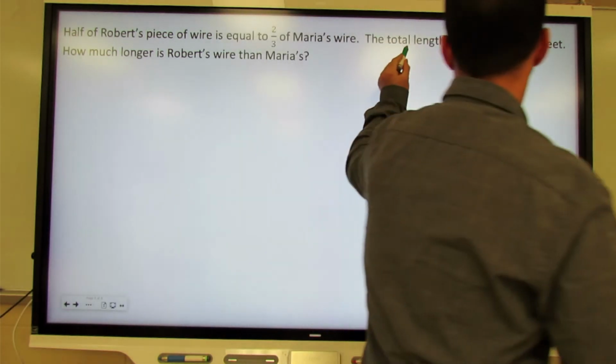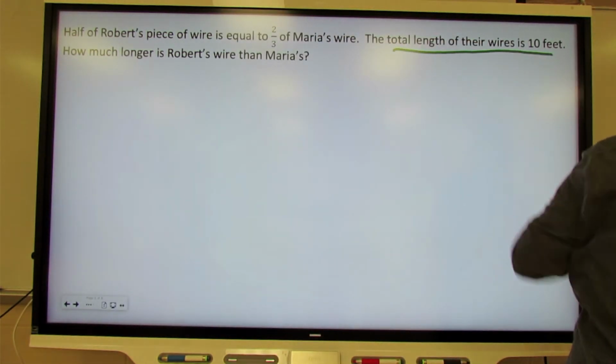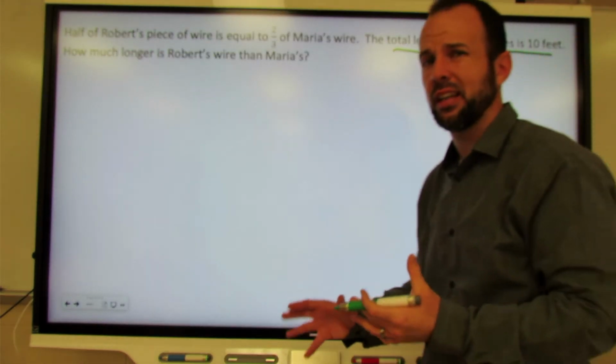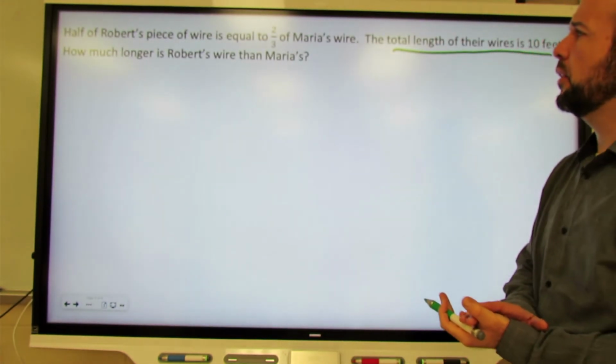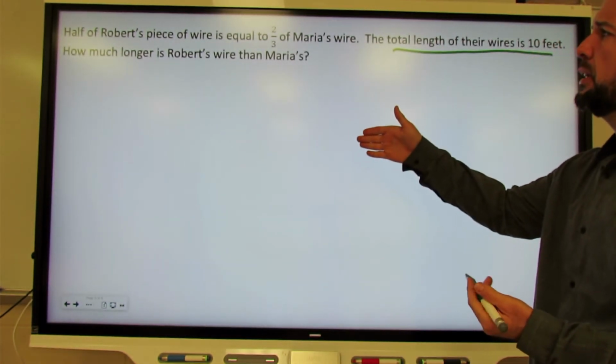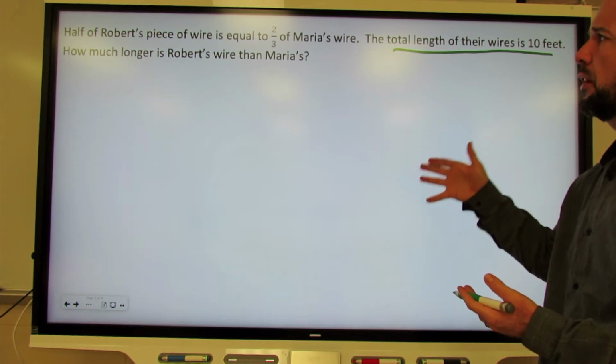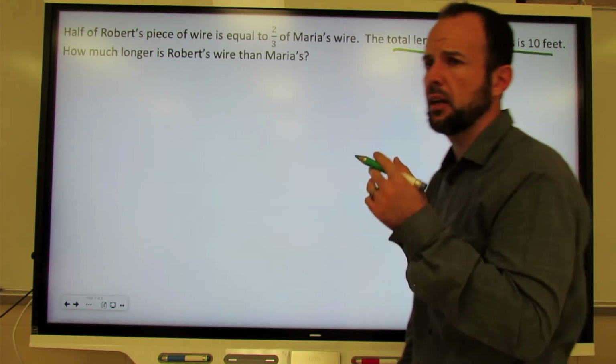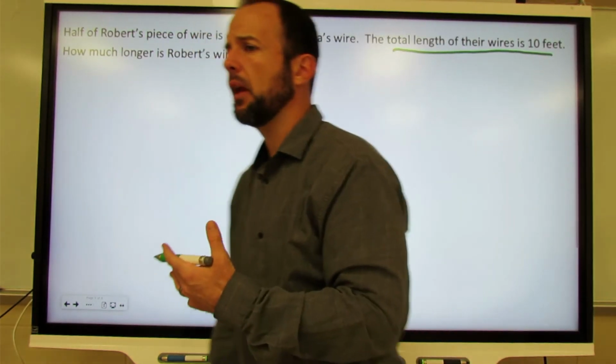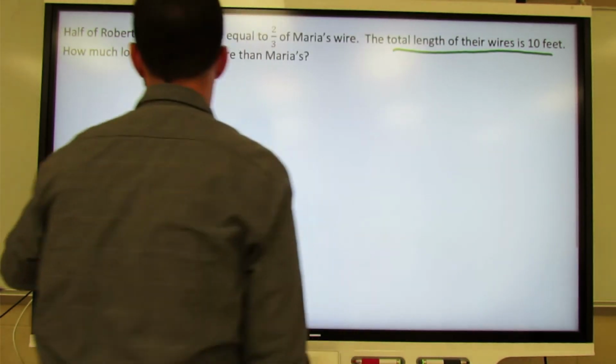So the total length is 10. So they're actually giving us a number to work with in this one. Total length is 10. Half of Robert's piece is equal to 2/3 of Maria's wire. Okay, so we got a couple things going on here. So let's just start sketching some stuff out.